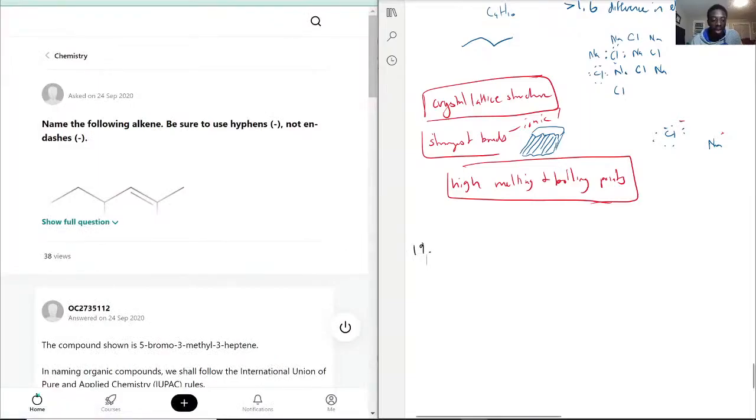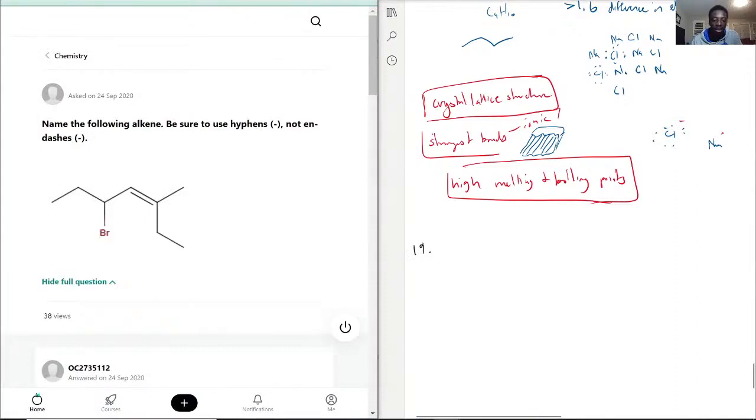Name the following alkene. The reason why they say alkene and not alkane is because if you look at the picture right away, you'll see there's a double bond there. And when you have double bonds, it's no longer an alkane, where it's fully saturated, but now there's a little bit of unsaturation there, which is a double bond.